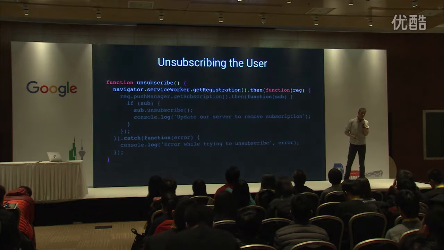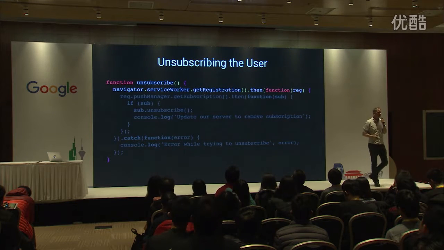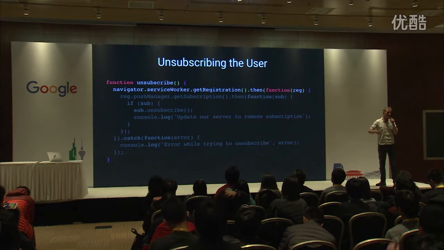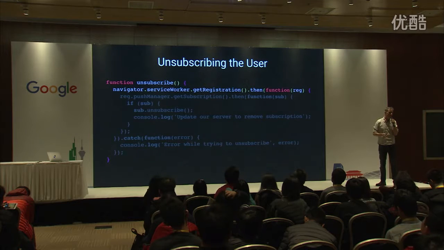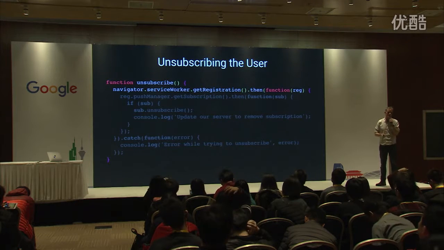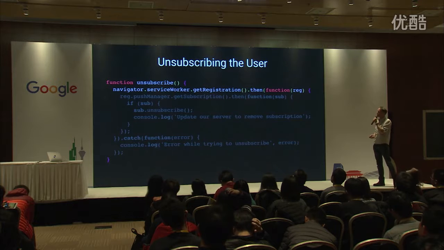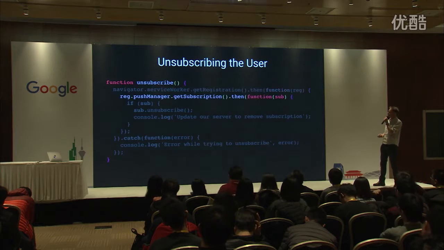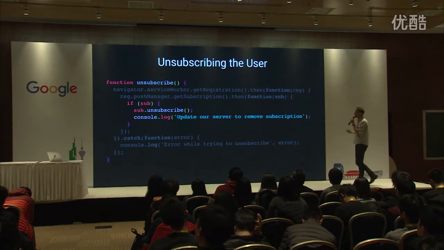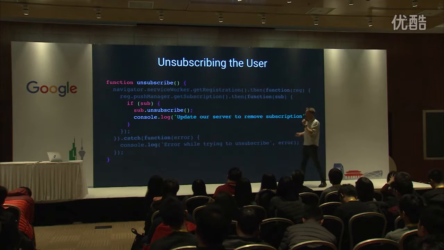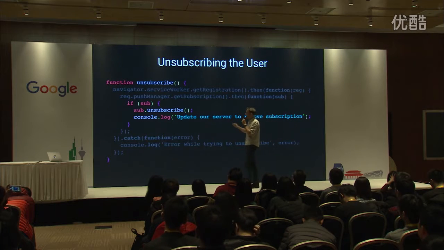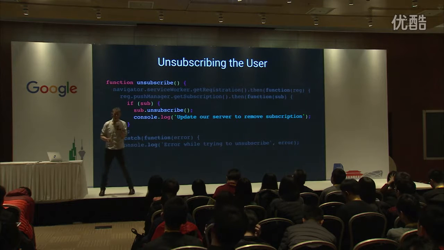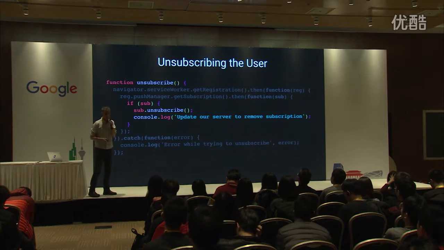So, unsubscribing. Obviously, you have to give users a nice interface for unsubscribing. Some users may unsubscribe and resubscribe, so make sure that the process of unsubscribing is really seamless and works well. Here's the code for that. Again, we're getting the service worker registration object, and then once we get the subscription object, it's as simple as calling the unsubscribe method, and that means the user is then unsubscribed from push messages for that domain.